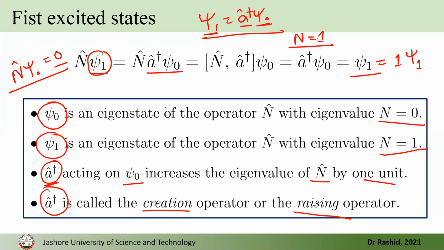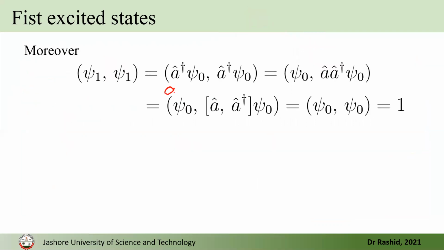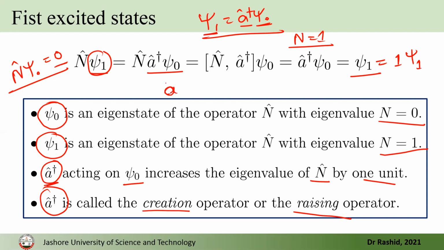In the same way, A hat is called the lowering operator or annihilation operator, because when it operates on the wave function psi 0, it annihilates it. We will also see that when it operates on a wave function that is not the ground state, it decreases. A hat dagger increases, but A hat decreases the eigenvalue of the number operator by 1 unit.